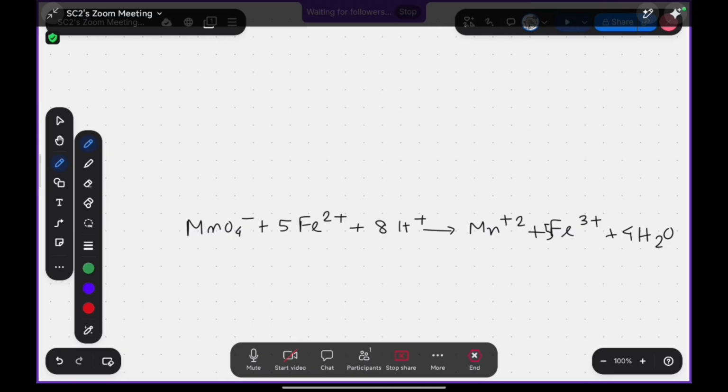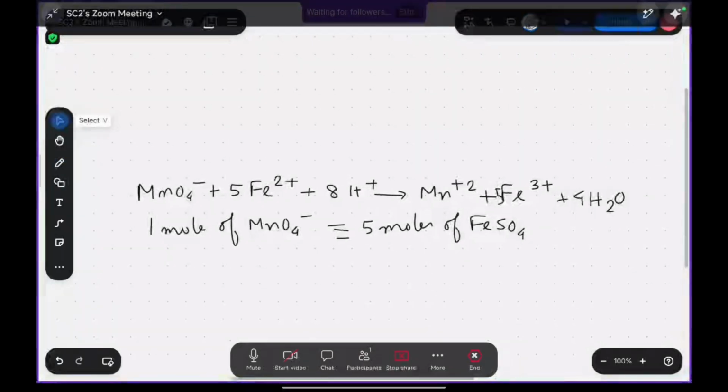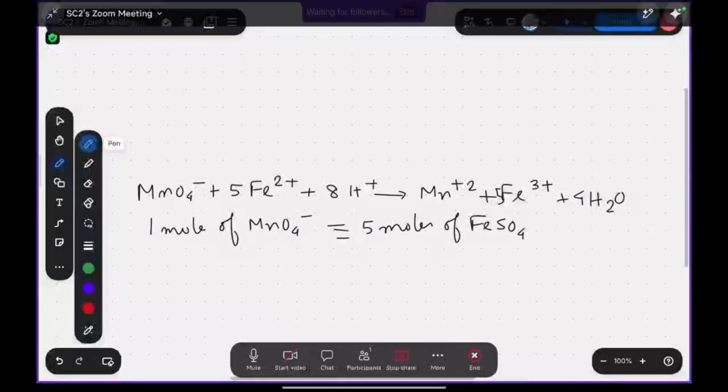So what can you see? That 1 mole of permanganate is equivalent to 5 moles of ferrous sulfate, Fe2 plus in the form of ferrous sulfate, right? 1 mole of potassium permanganate is equivalent to 5 moles of ferrous sulfate, which is from the balanced equation. So whenever you solve this kind of sums, you need to write the balanced equation first.